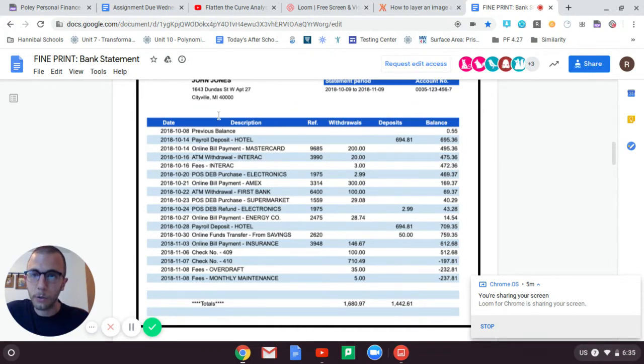All right, so it goes through again the description here. Could have a reference number. Then it's either listed as a withdrawal or a deposit. So which one of these is good? Is a withdrawal good or is a deposit good? Good for you. Which one will be better?